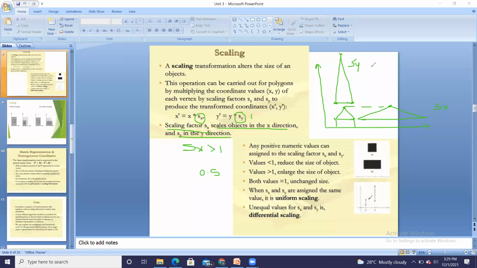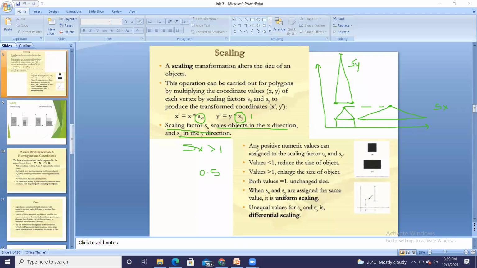Unchanged size. Yes, same size. So when Sx and Sy are both 1, that means x dash is equal to x and y dash is equal to y. So there will not be any change in the original object. Okay. So that is how the scaling takes place.